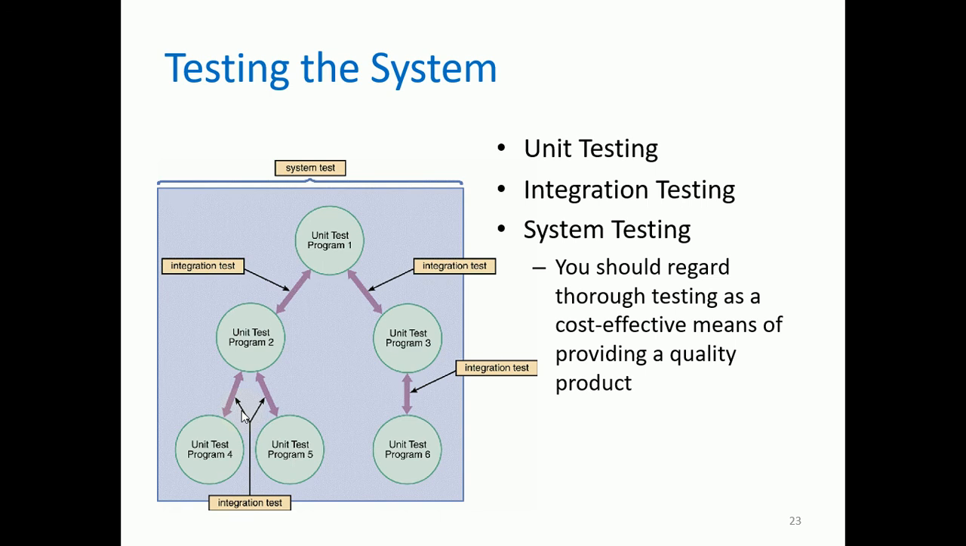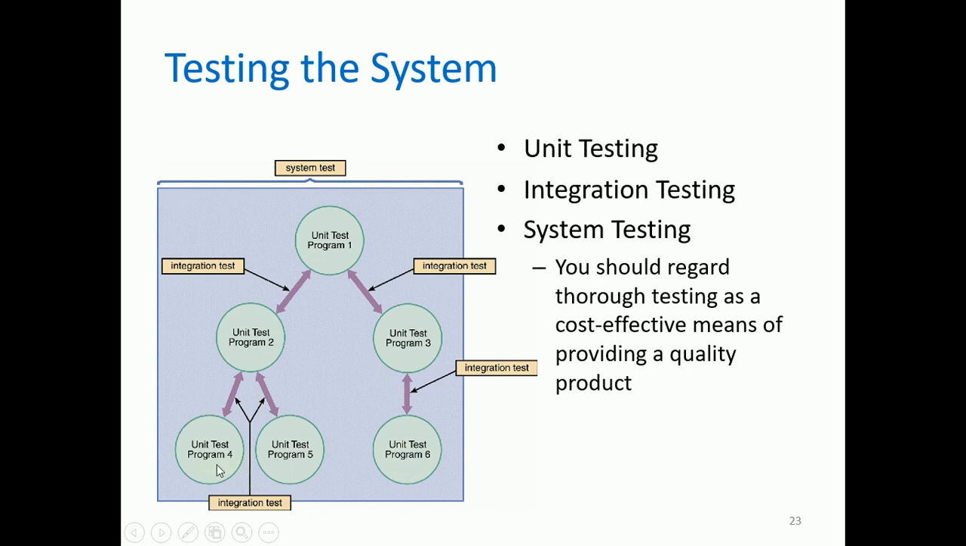Okay, next after coding, you have to test the system. We have three types of testing: unit testing, integration testing, and system testing. We have an illustration here. For every program, so we have 6 programs, you test each one individually, in isolation. So these are called unit tests.